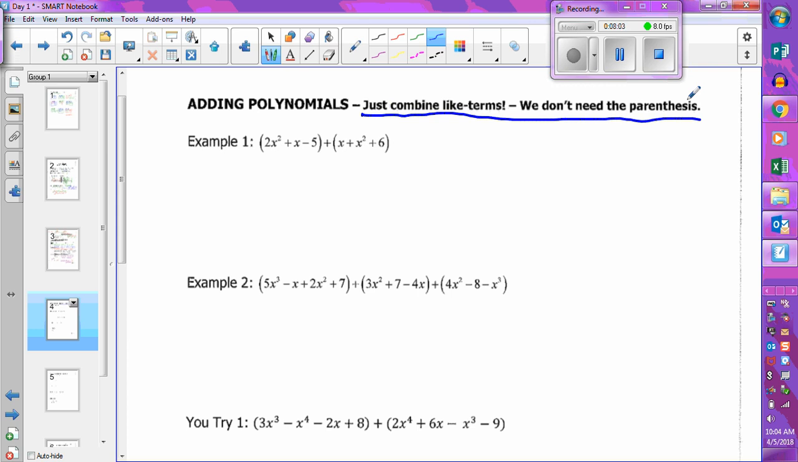So let's take a look at this that we have going on right here. So let's look at, we have a 2x to the second degree plus x minus 5 plus x to the second power plus 6. Okay? So we're going to be adding them together. When we're combining like terms, we're going to look to see which ones are the same. So I see right here that I have a 2x to the second power, but I also have an x to the second power. When we combine these together, it's going to be 2x to the second power.